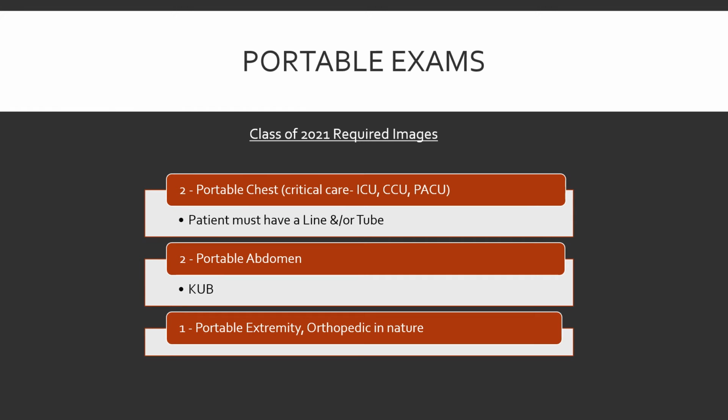Portable exams. Class of 2021 required images. 2 portable chests, critical care. That means in the ICU, the CCU, or PACU. The patient must have a line or a tube. 2 portable abdomens, a KUB, and 1 portable extremity, orthopedic in nature.